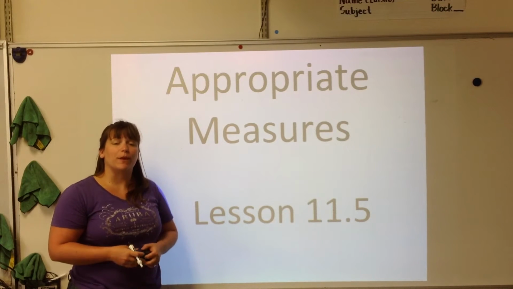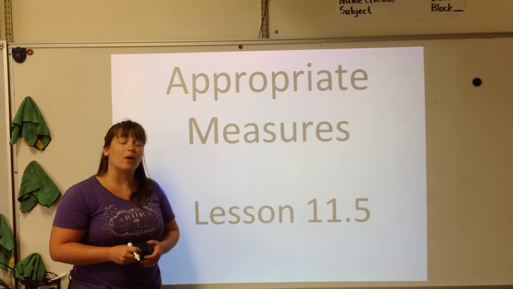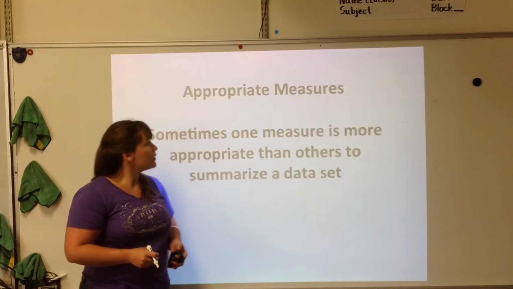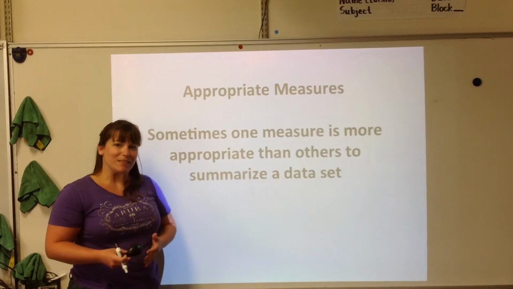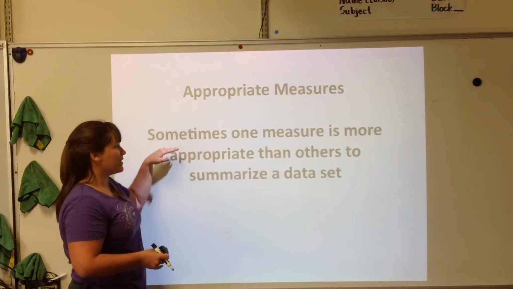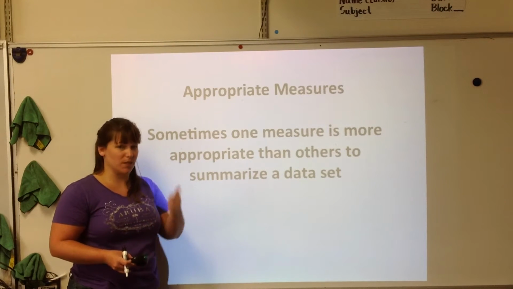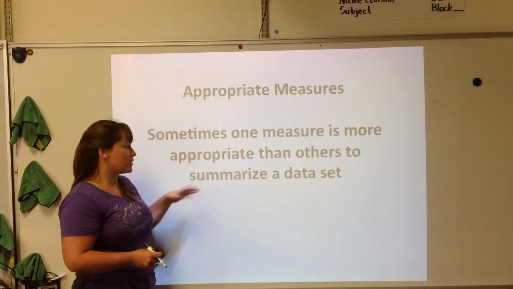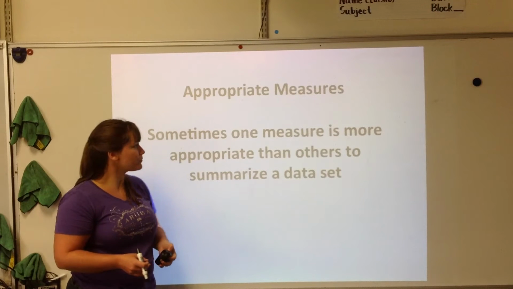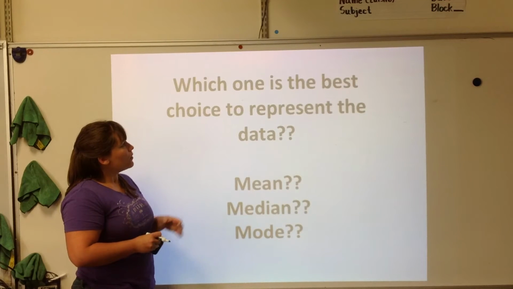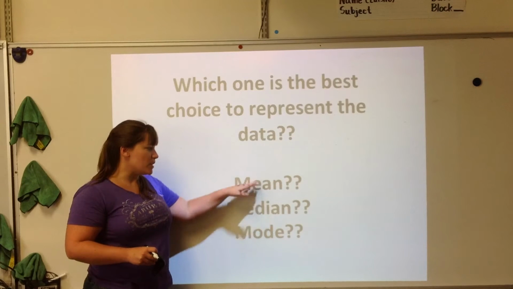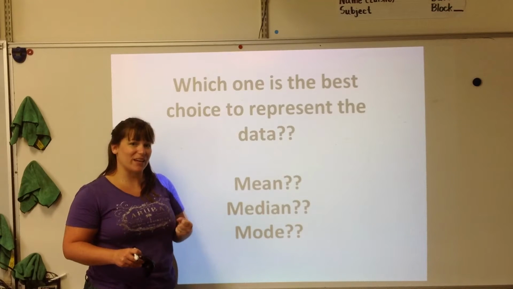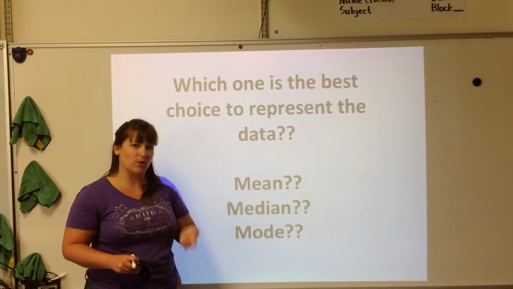This is the last video in Chapter 11. We're going to be talking about appropriate measures, and this is for lesson 11.5. Appropriate measures basically means that we're going to be taking a look at the fact that sometimes one measure of center, and this is mean, median, and mode, is more appropriate than the other two to summarize a data set. So again, we're choosing between the mean, median, and mode, and we're figuring out which one is the best to pick as a way to talk about the set of data.